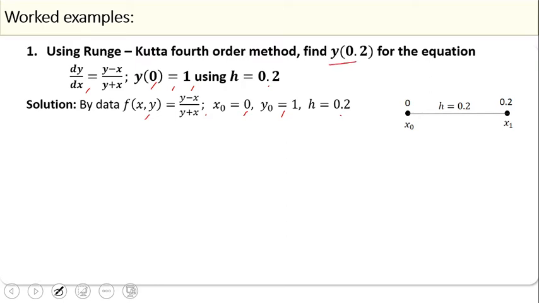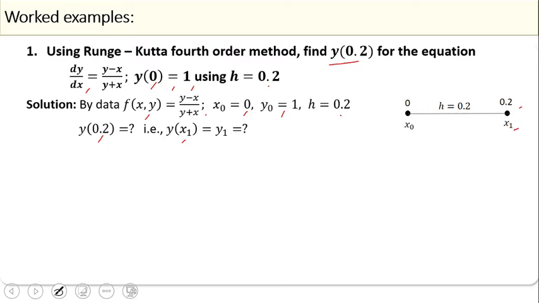Now, here in this problem, we have to find the value of y at 0.2. But 0.2 is nothing but x1. So, we have to find the value of y at x1 here. We know that y at x1 is denoted by y1.